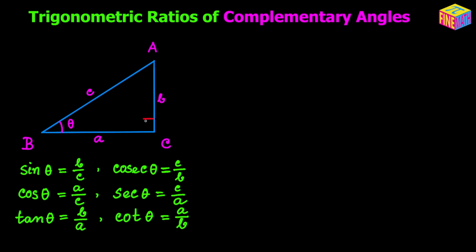For example, in this picture you can see we have a right triangle ABC, and angle C is the right angle. The three sides are lowercase a, b and c.